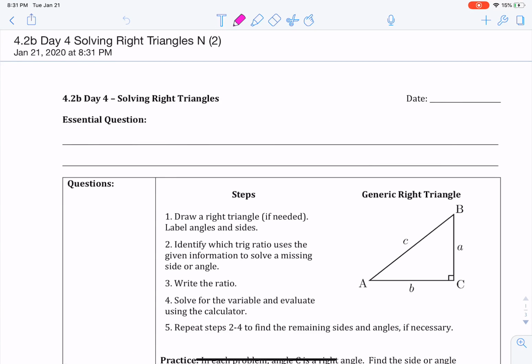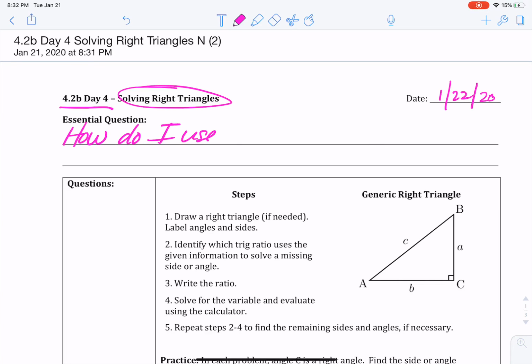Okay, this is the 22nd of January. This is 4.2b, day 4. So we're still solving right triangles. Our question for the day is, how do I use trig ratios to solve right triangles?